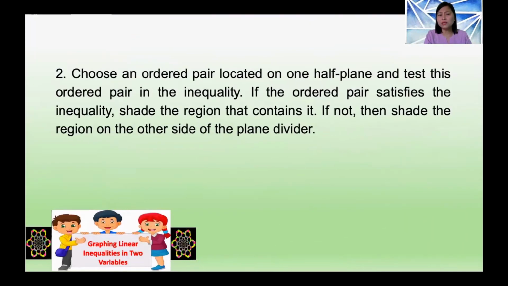Then, choose an ordered pair located on one half-plane and test this ordered pair in the inequality. If the ordered pair satisfies the inequality, shade the region that contains it. If not, then shade the region on the other side of the plane divider.